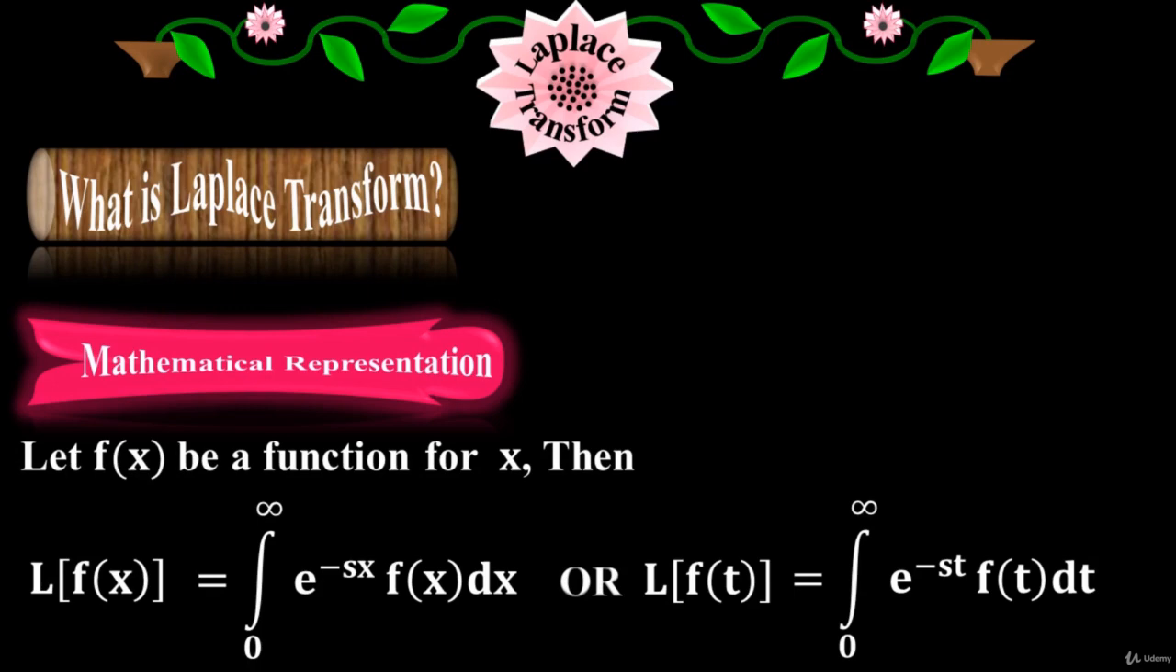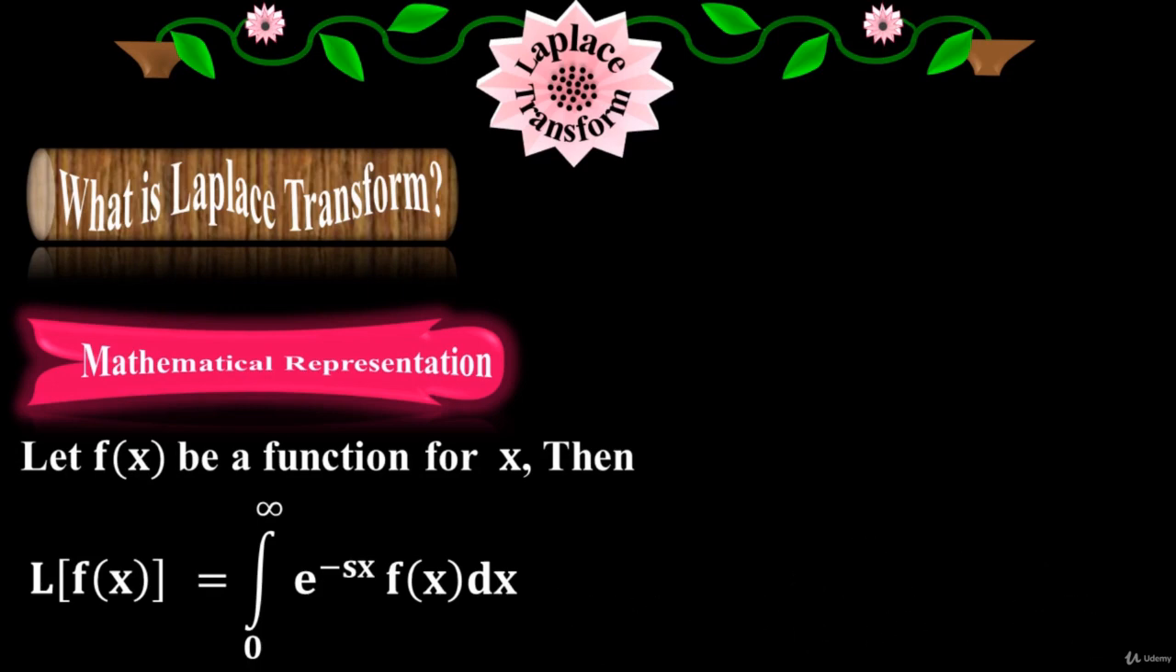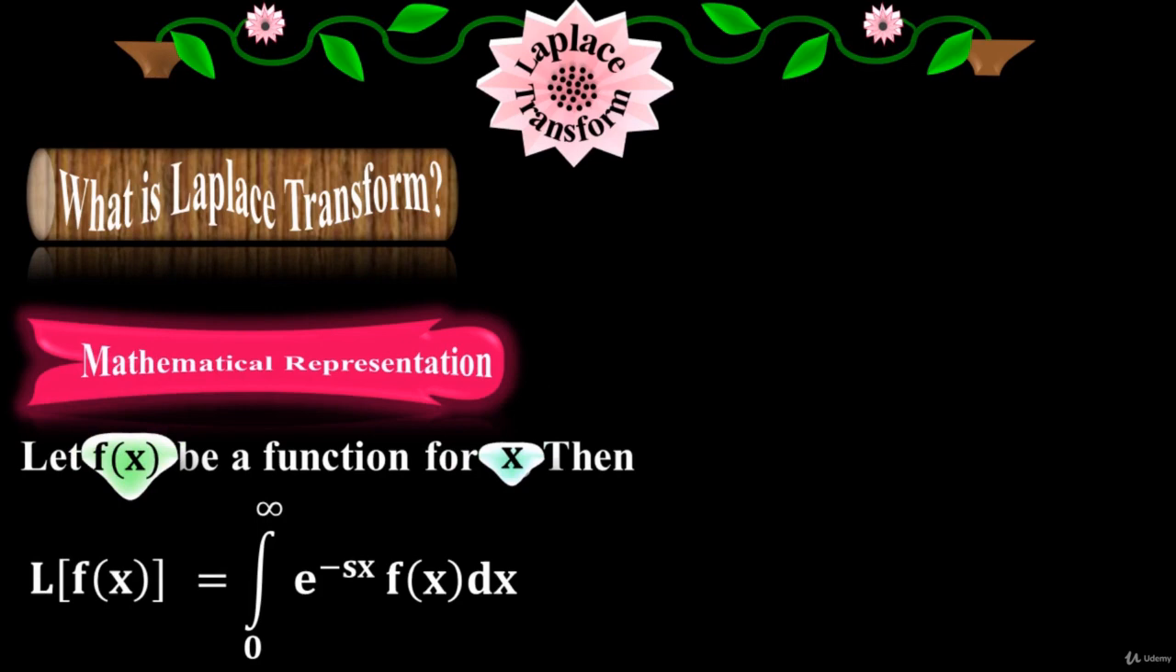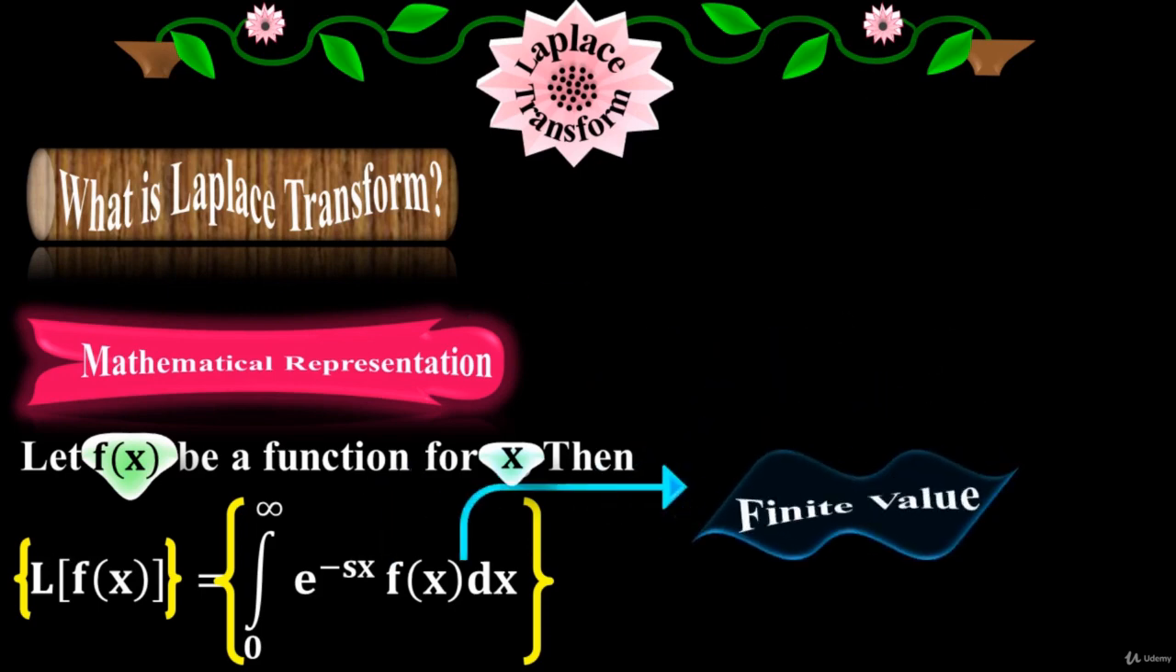I repeat it here, mathematically we can define the Laplace transform in such a way that if f of x is the function for x, and when you take the Laplace of f of x, it equals the integral of e to the minus sx times f of x dx with the limits from 0 to infinity. Don't forget the limits, it starts from 0 to infinity. But one thing you must keep in mind is that this f of x must be a finite value. You can't put f of x as an infinite value. F of x must be a finite value.